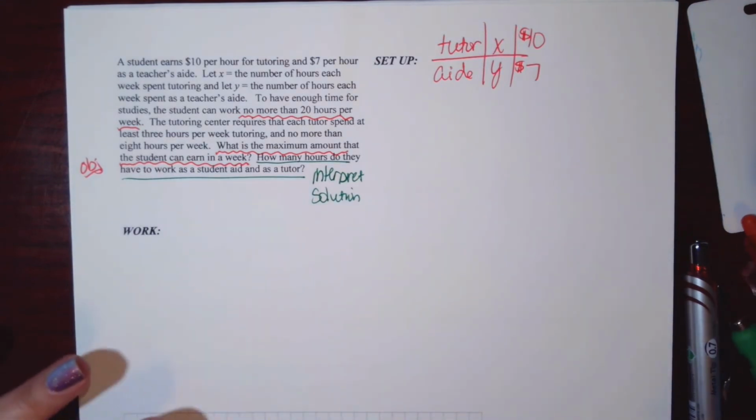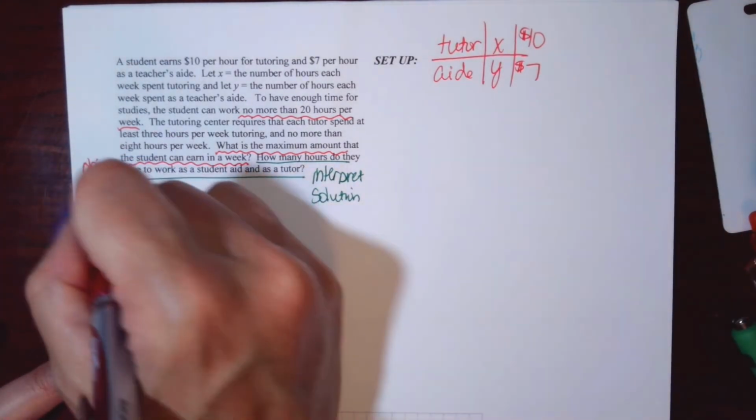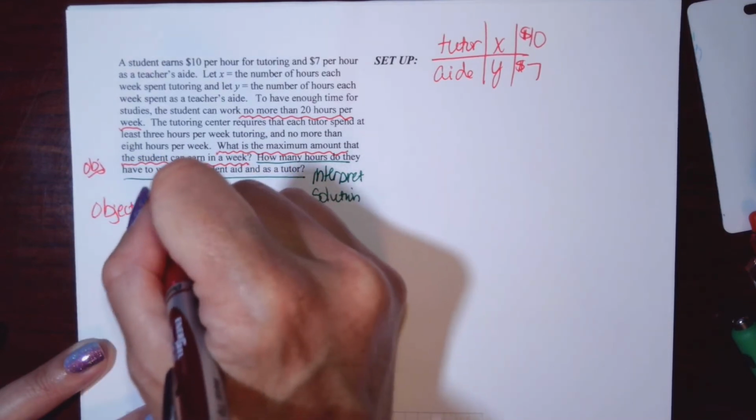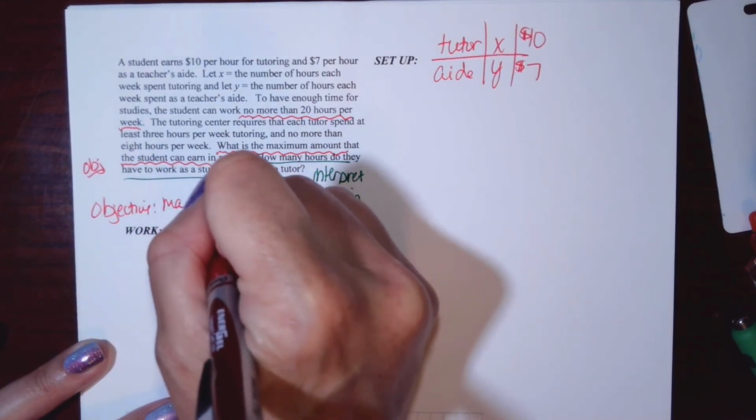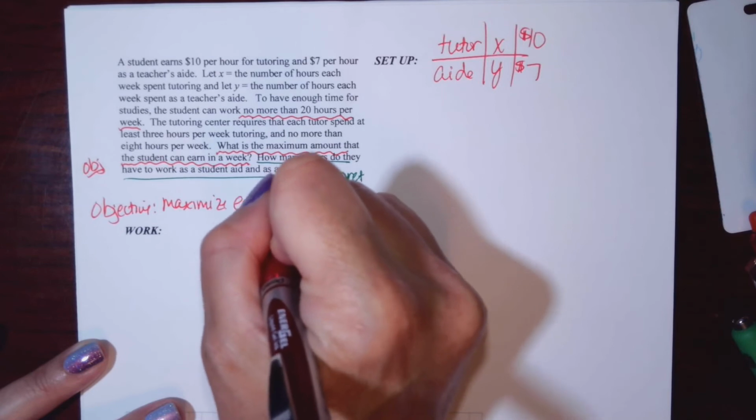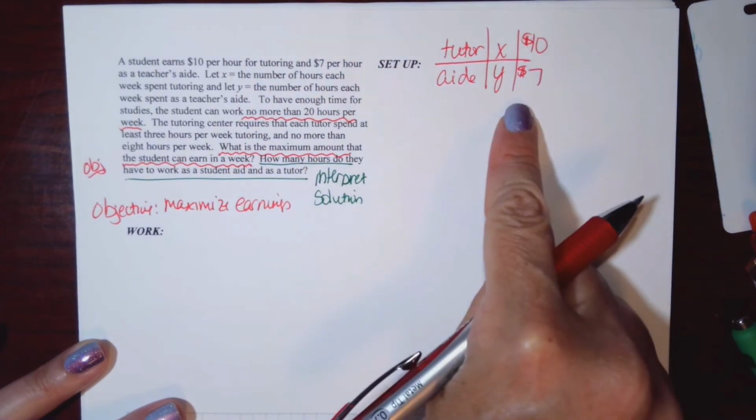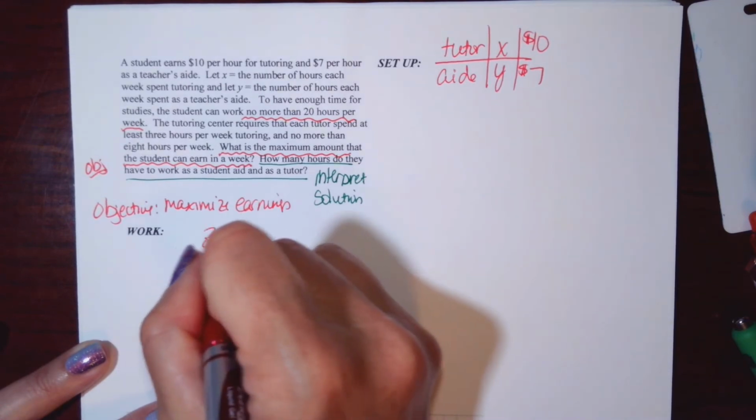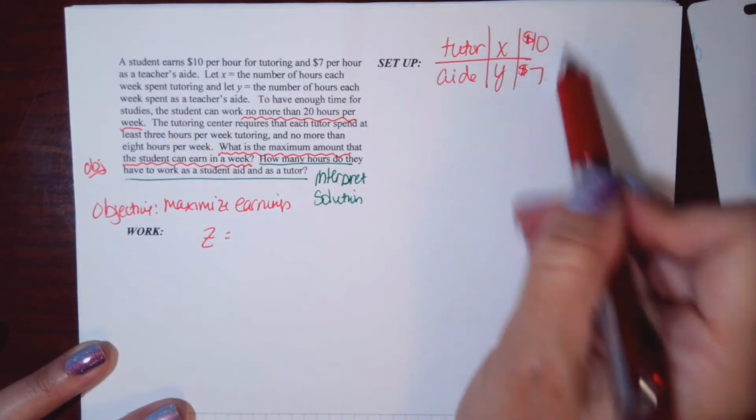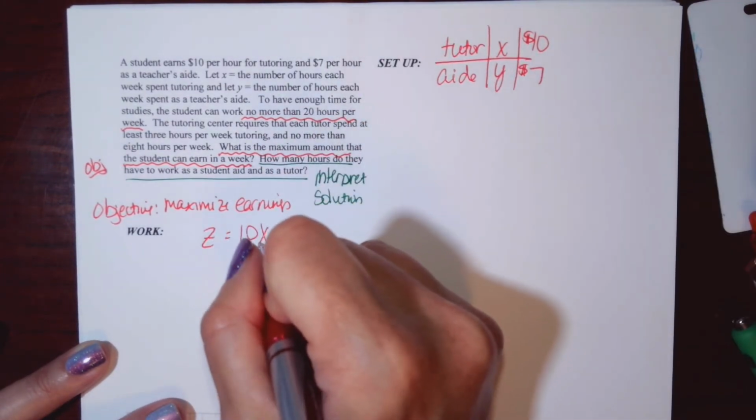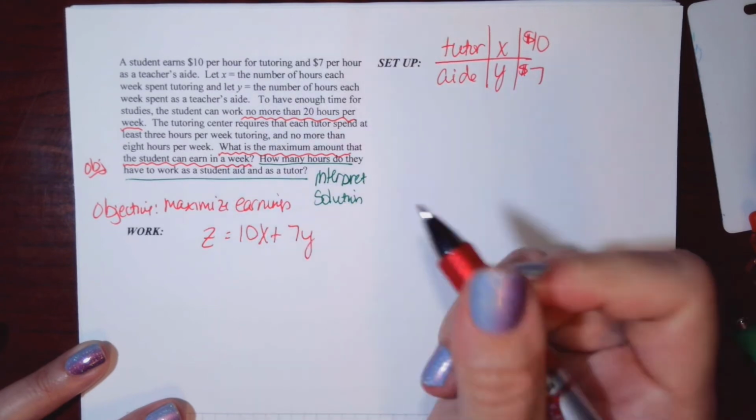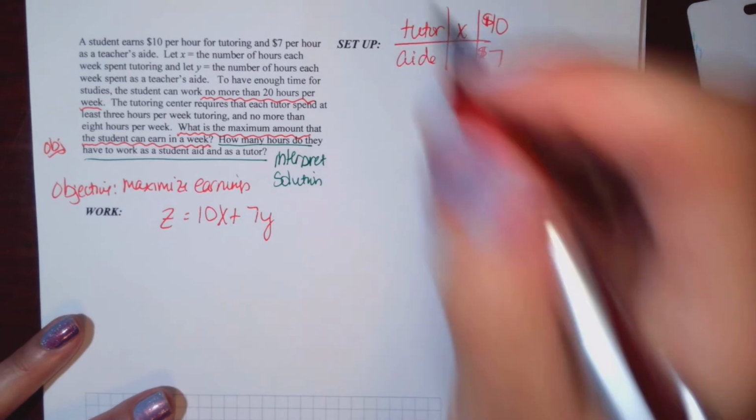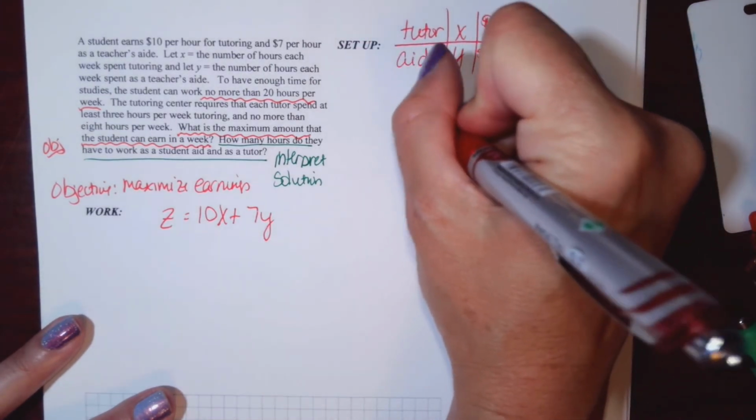Okay, so my objective is to maximize my earnings, and right here I want my objective function Z to be the maximum value when I make $10 an hour as a tutor and $7 an hour as an aide. So that's my objective. Now let's figure out our constraints.